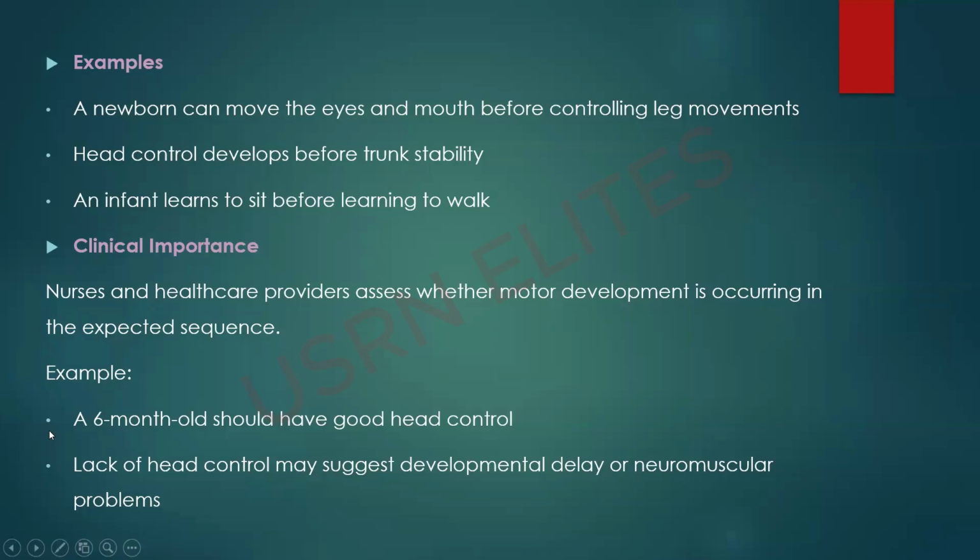Okay. So an example, we've said this before already, but look at this one. A 6-month-old should have good head control. 6 months should have very good head control, because around this time we expect them to sit already, or to begin sitting, something like that. Lack of head control may suggest developmental delay or neuromuscular problems. So that is where the screenings will come in.